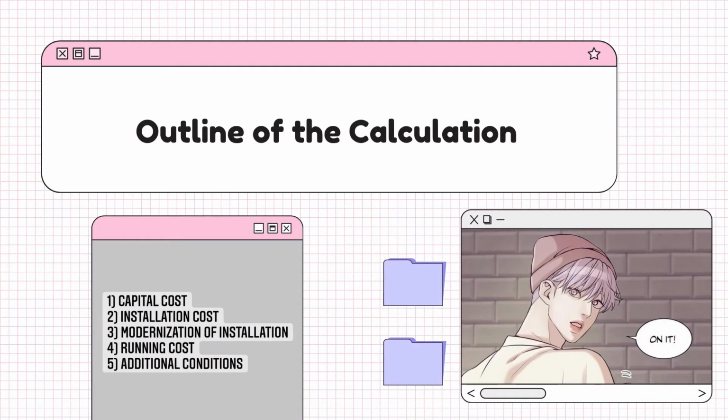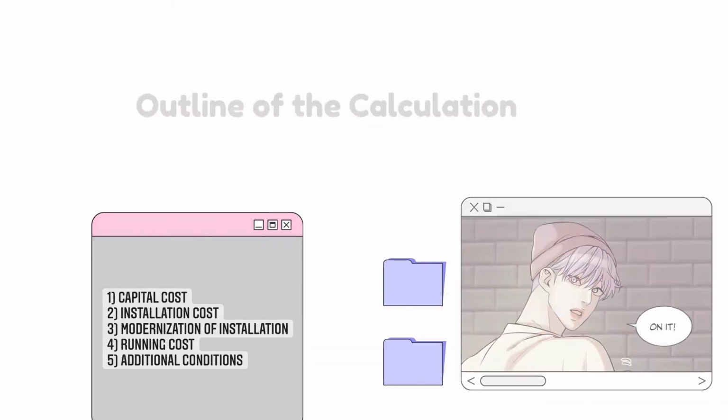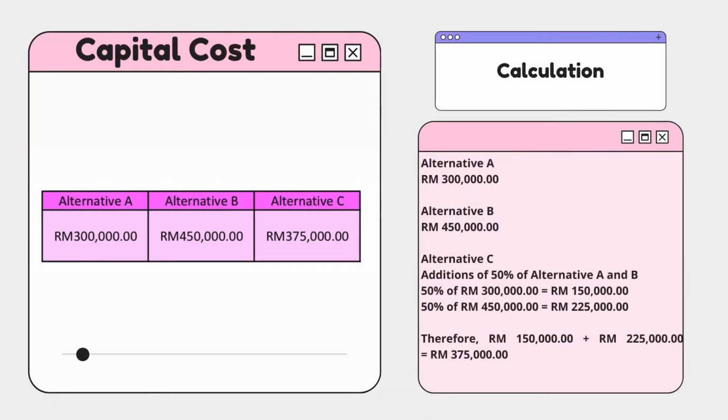Before we get into the calculation, the outline of the calculation must be laid. So the outline of the calculation will include the capital cost, the installation cost, modernization of installation, the running cost, and the additional conditions, which will be the overall cost as well as cost per house. To begin, the capital cost.